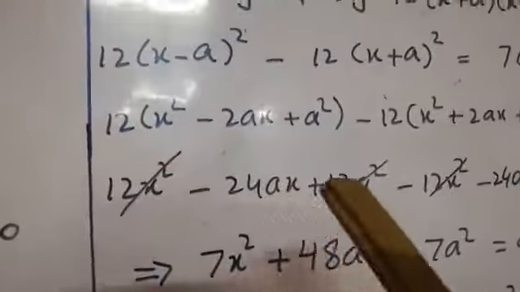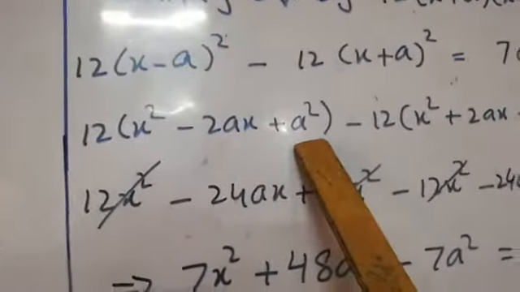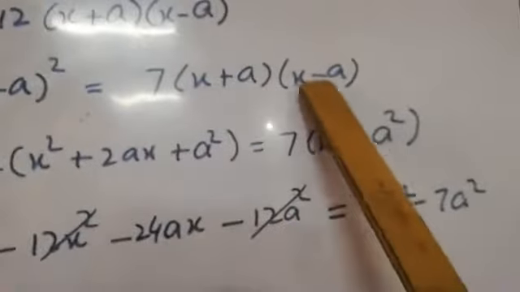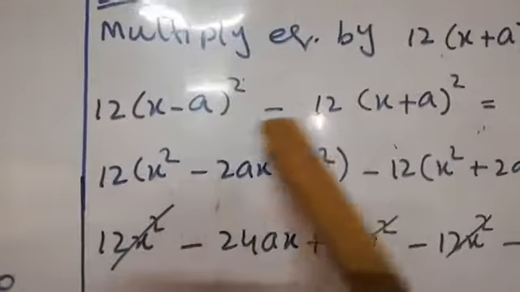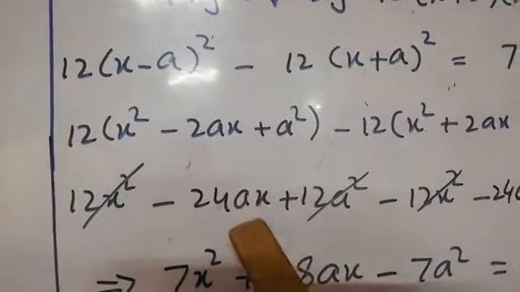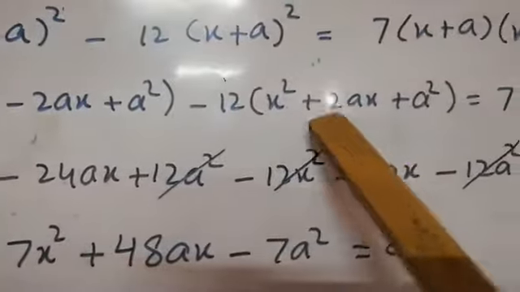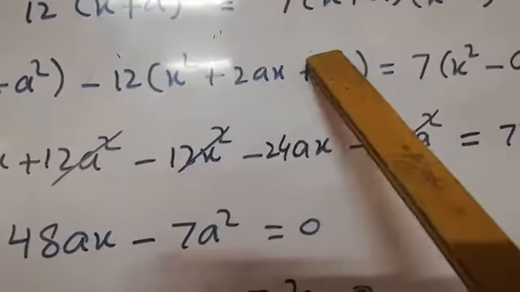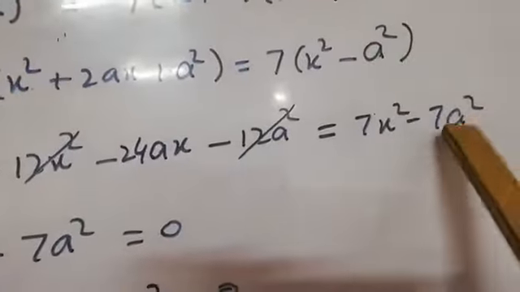And now we will use 3 formulas: a minus b whole square is a square minus 2ab plus b square, a plus b whole square is a square plus 2ab plus b square, and then a plus b into a minus b is equal to a square minus b square. By multiplying all these values, we will remove the brackets and get 12x square minus 24ax plus 12a square, minus 12x square minus 24ax minus 12a square, and then 7x square minus 7a square.